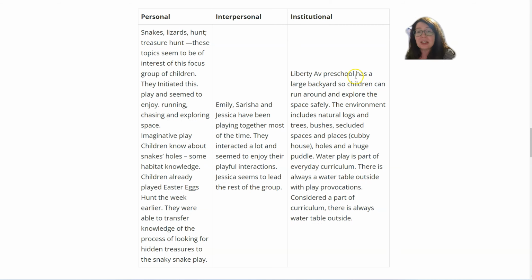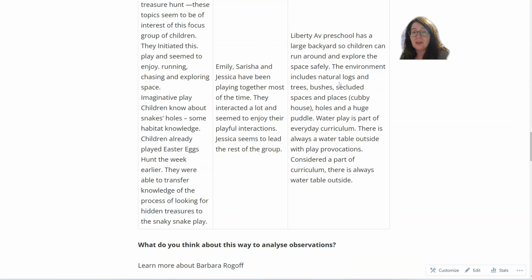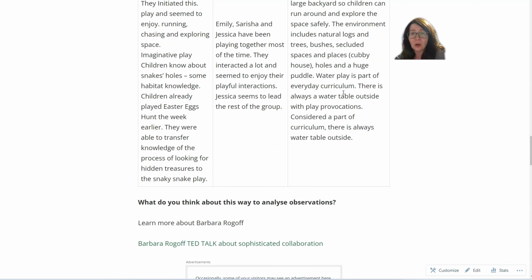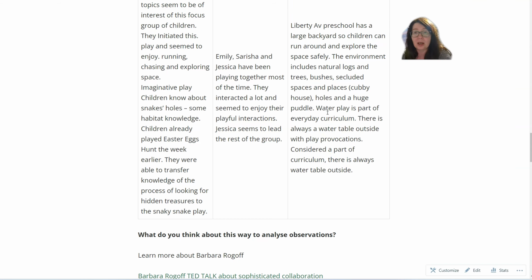Institutional. Liberty Avenue Preschool has a large backyard, so children can run around and explore the space safely. The environment includes natural logs, trees, bushes, secluded spaces and places such as a cubby house, holes, and a huge puddle. Water play is part of everyday curriculum. There is always a water table outside with play provocations. Considered a part of curriculum, there is always water outside.